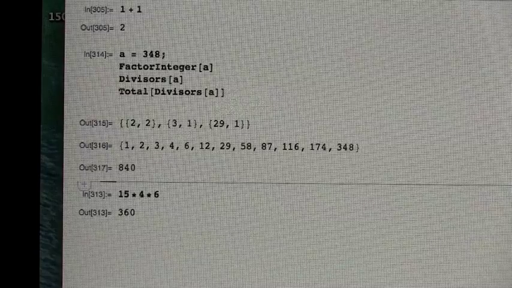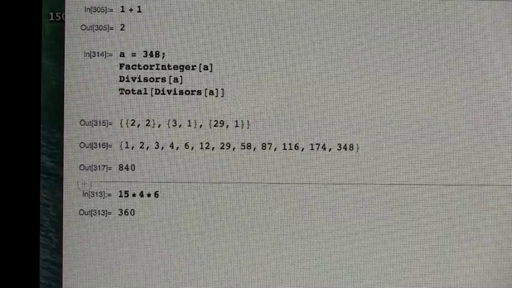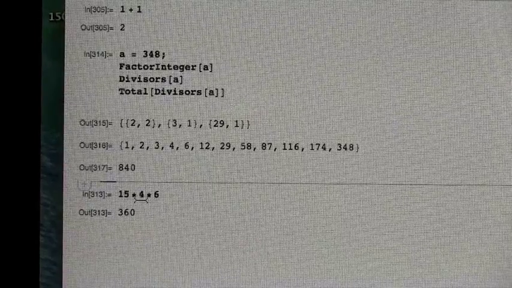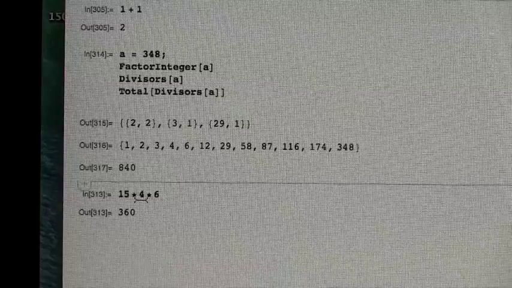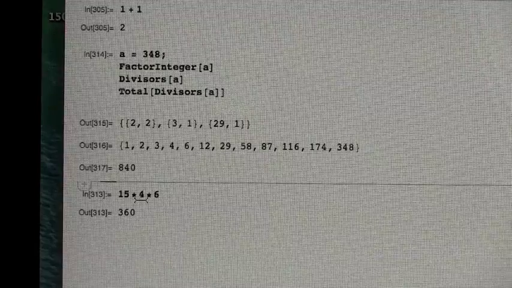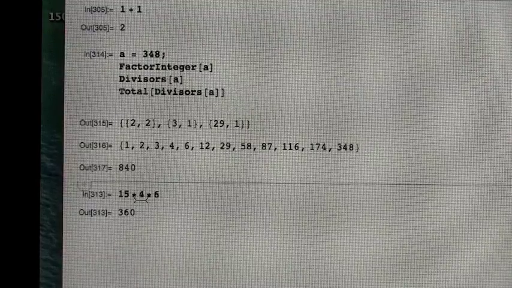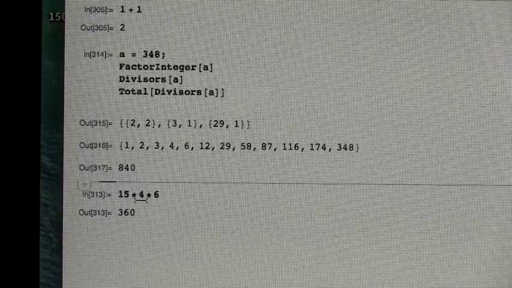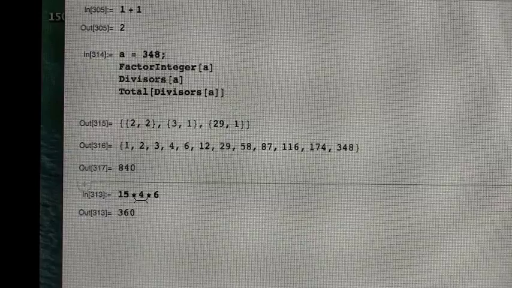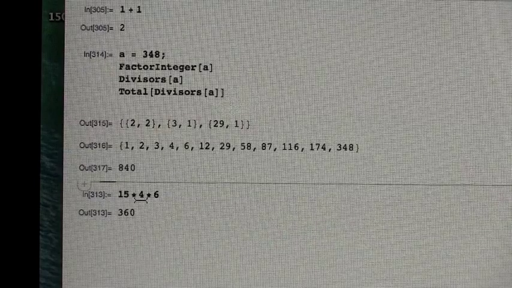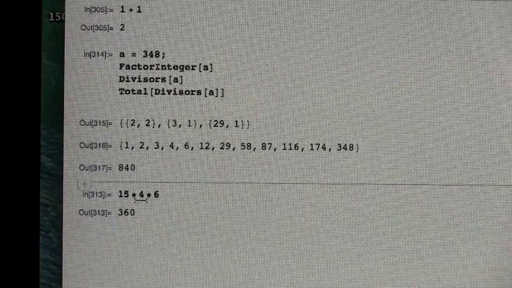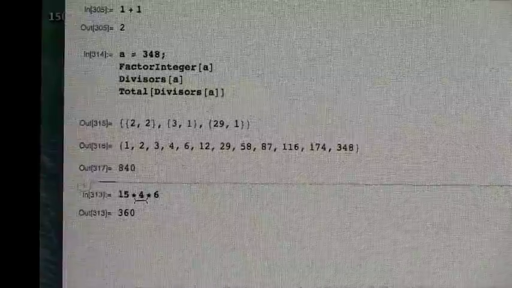So how could we have figured that out just from knowing it was 2 squared times 3 times 29? For 2 squared, you have 2 squared times 2 times 1. Or 2 squared plus 2 plus 1. Okay, which is it? Is it plus or times? It's plus. Why? Because that's what we derived for the powers of 2.